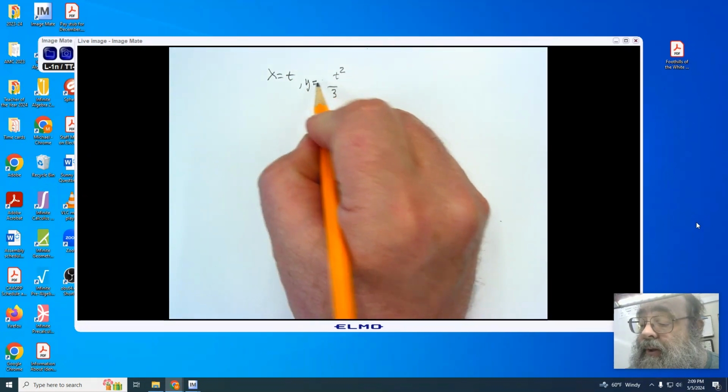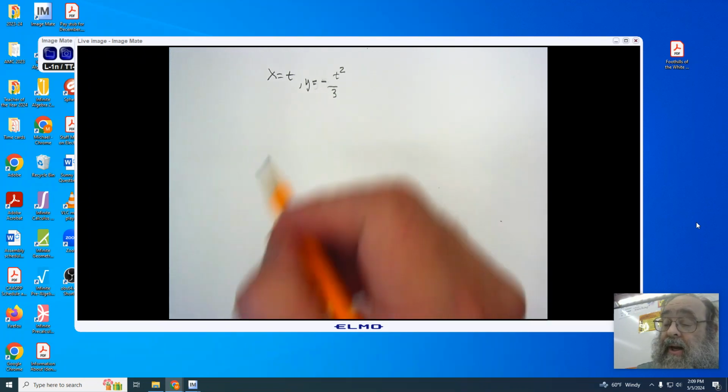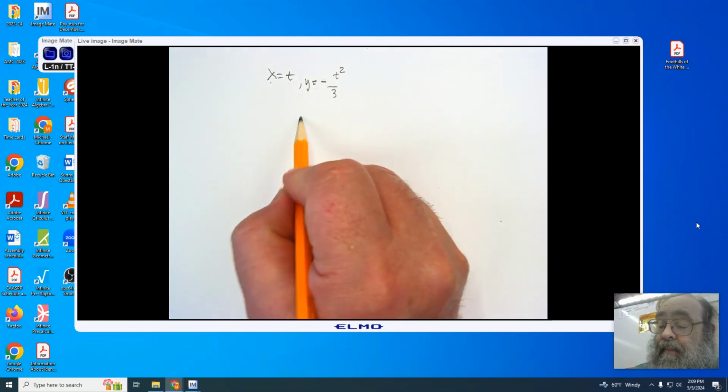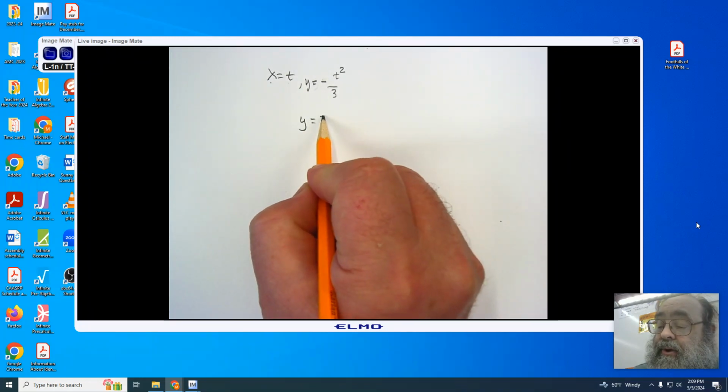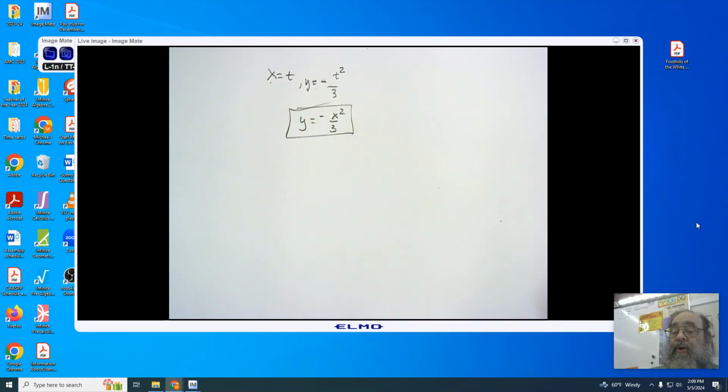We're going to start off just saying, what if I let x equal t and y equal negative t squared divided by 3? Then what has to be the equation in rectangular form? I'm going to take this t that's here with x, and replace it by direct substitution, and I have my equation. Ta-da!